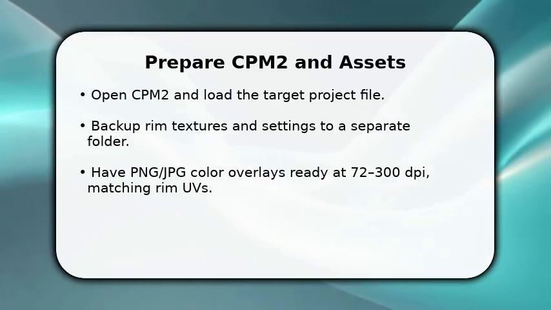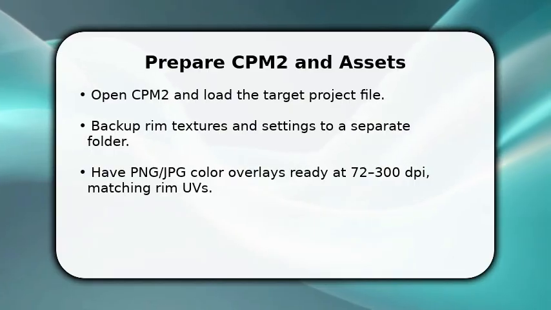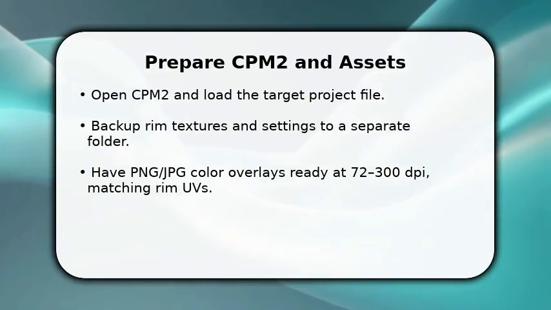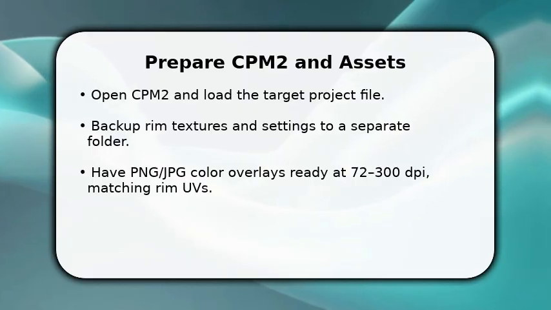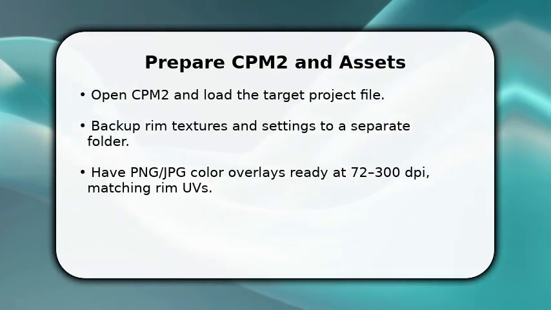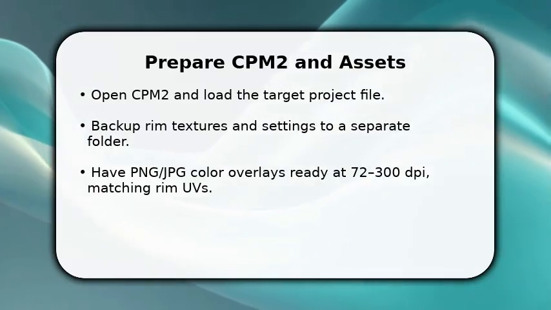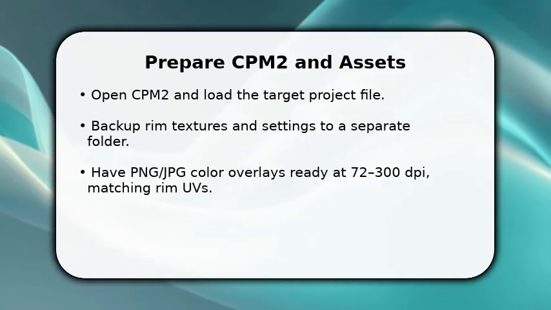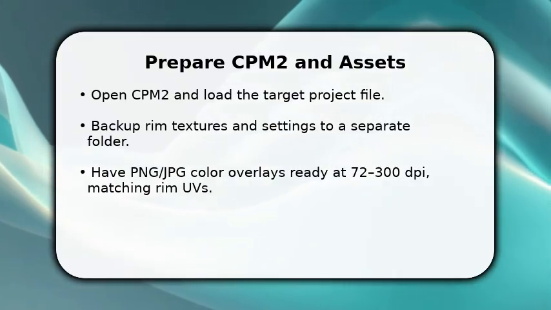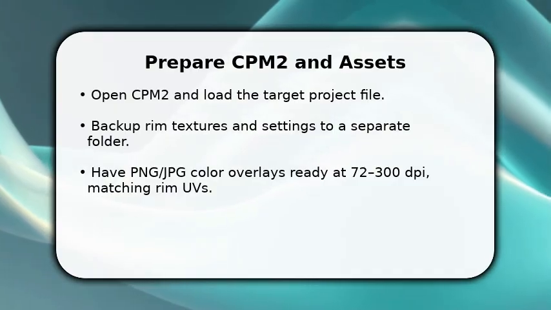You start inside Cpm2 with the project open and the rim object selected. Make an immediate backup of texture maps so you can revert if needed. Once done, import or place your color overlay images into the asset browser and ensure their resolution and UV alignment match the rim model. This prevents bleeding and stretching.